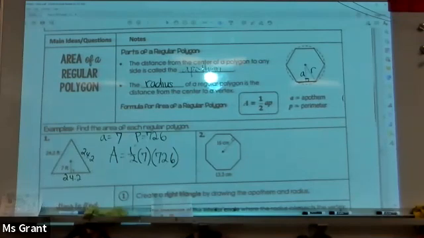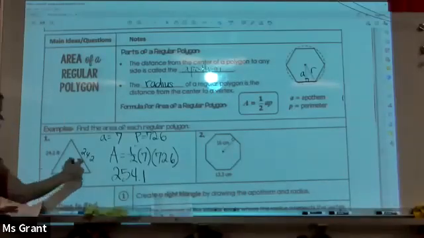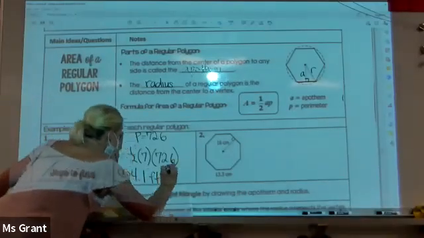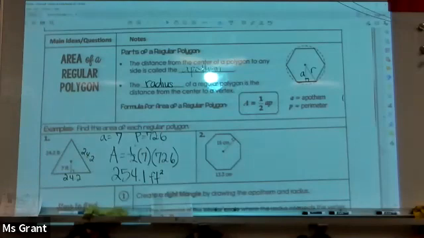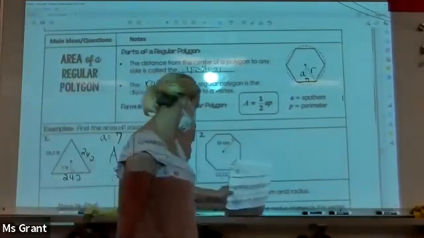And someone on Zoom, tell me what you got. 254.1. Yes. And I'm going to do feet squared. Feet squared. Good, easy.